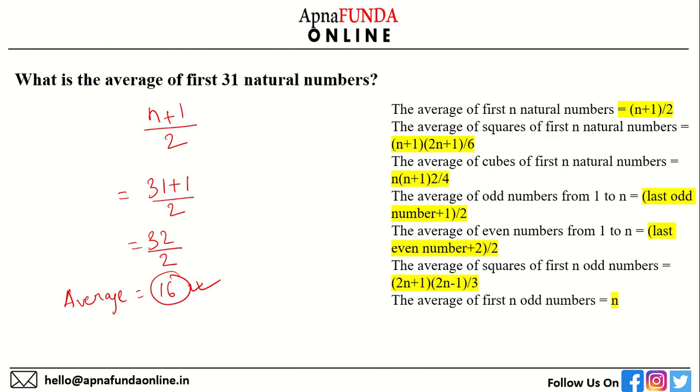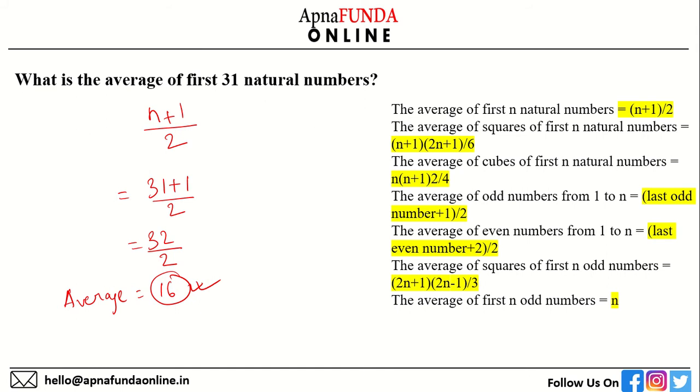Just make a note of these formulas in case you are not aware. The first one says the average of the first n natural numbers is equal to (n plus 1) by 2, the one that we just saw. The second is the average of squares of the first n natural numbers, which is (n plus 1) into (2n plus 1) divided by 6. The third is the average of cubes of the first n natural numbers, which is equal to n into (n plus 1) squared divided by 4.